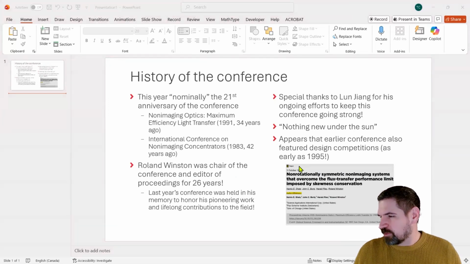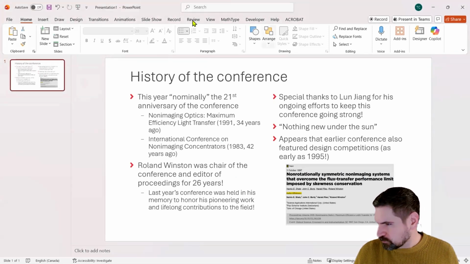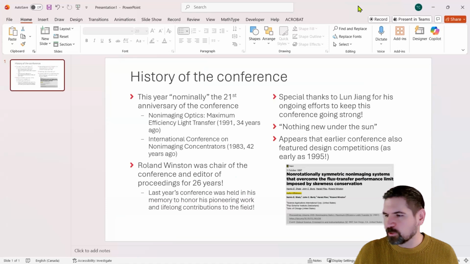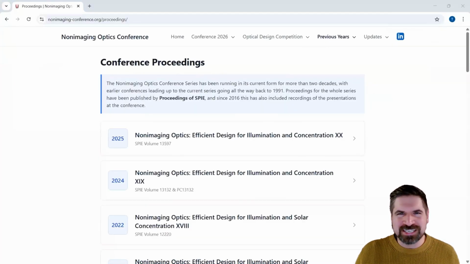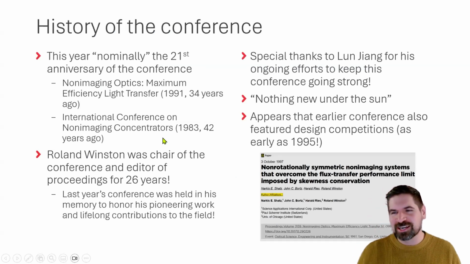So, what did we learn from that? Well, we learned that actually the conference has been going on for almost 43 years now. Back in 1983, there was the International Conference on Non-Imaging Concentrators. And so that was 42 years ago, right? Back in 1983. So long history there.